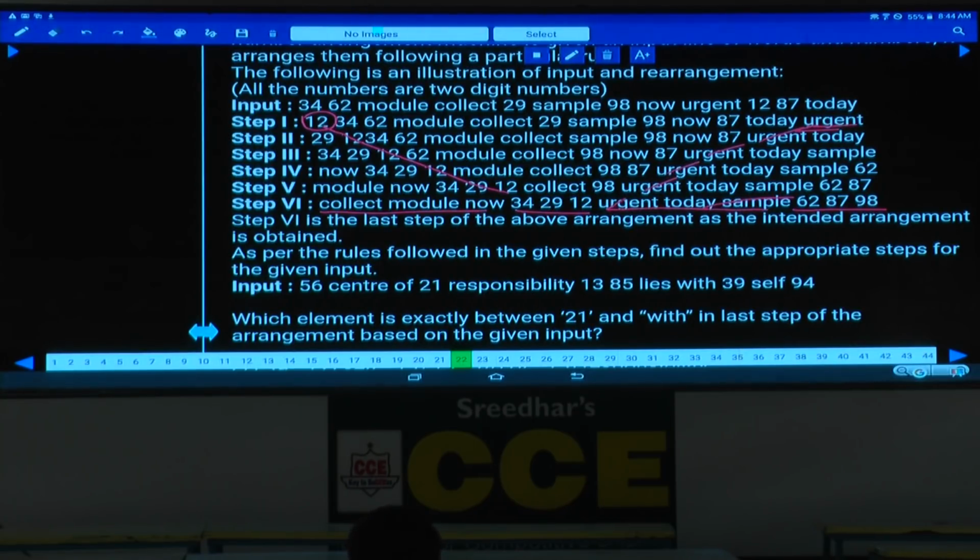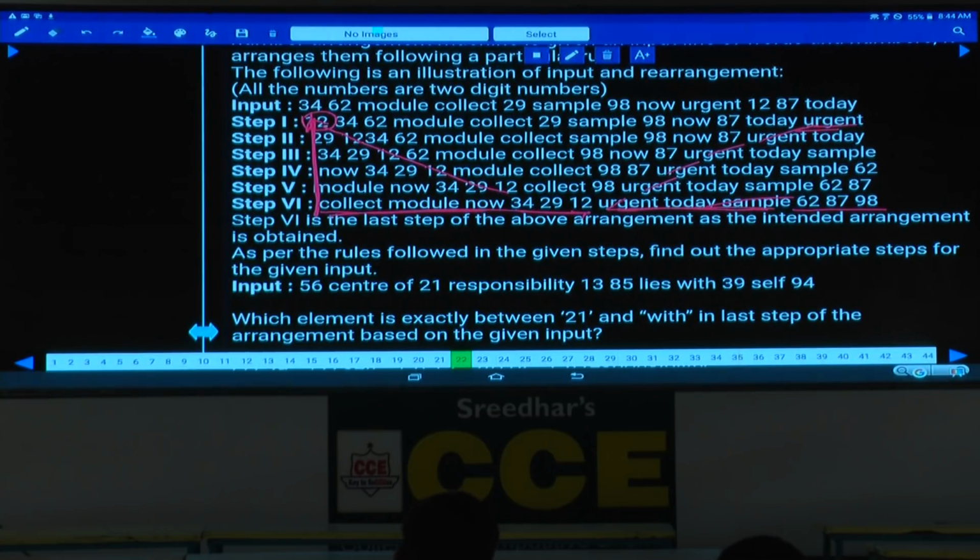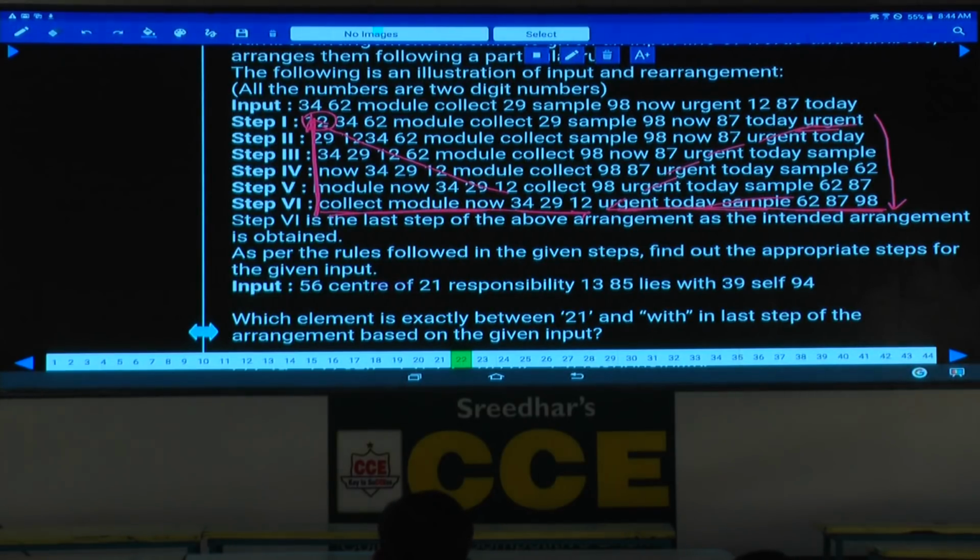And in the further steps, if you observe all these elements here, CMN 34, 29, 12, that means all these elements are arranged at the first place, and once they are arranged at the first place, they are shifted to the next position. And similarly here again, urgent today's sample 62, 87, 98. Again these elements are arranged at the last place, and then they are shifted to the left hand side. Clear now? Can you work out these questions? And this is about question numbers 22 to 26.